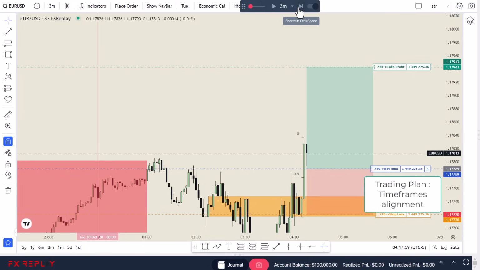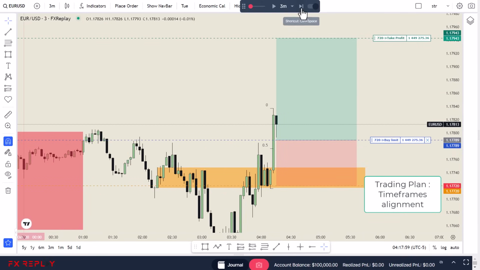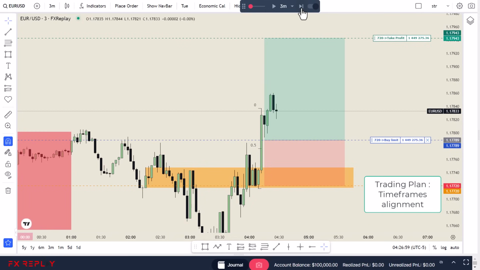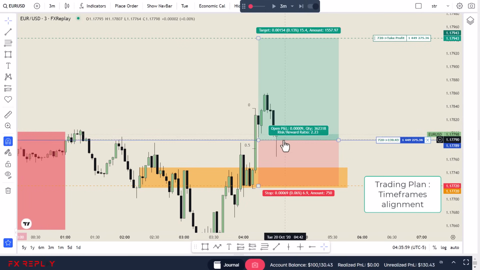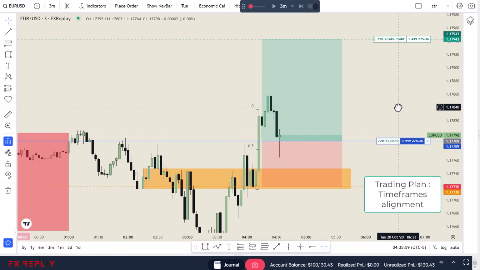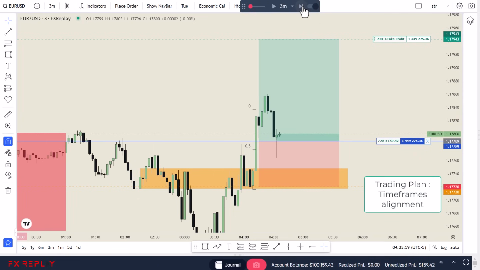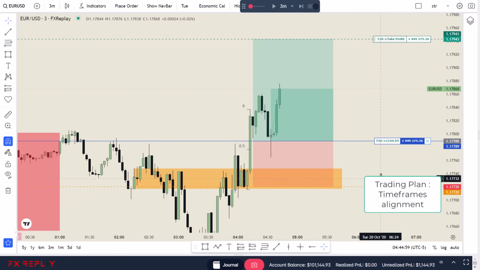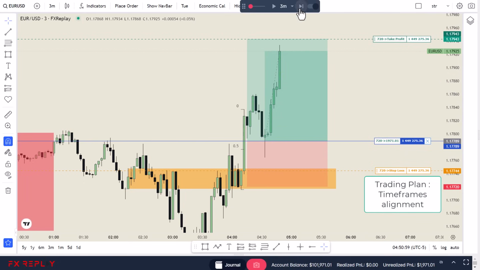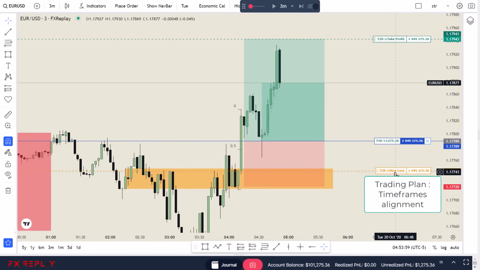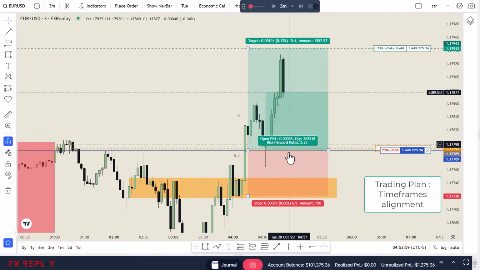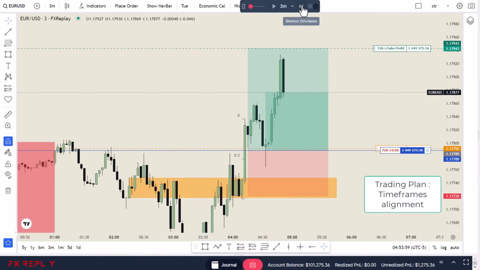Let's see what's going to happen. Let's see if price would tap us in. So we are in right now, and now let's manage the trade. Now I want to move my stop loss just a little bit, right? Now I want to go break even. I don't want to see price go all the way to here, in my opinion.